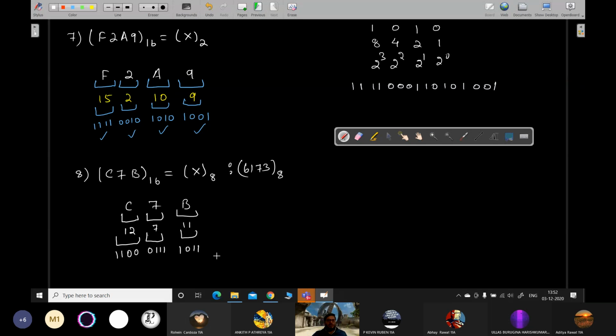ये 1011 है. So now your number in binary is 1100 0111 and then 1011. Now you have to convert this binary into octal. Binary से octal जाने के लिए you will break it into groups of 3, right? So let's break it into groups of 3.